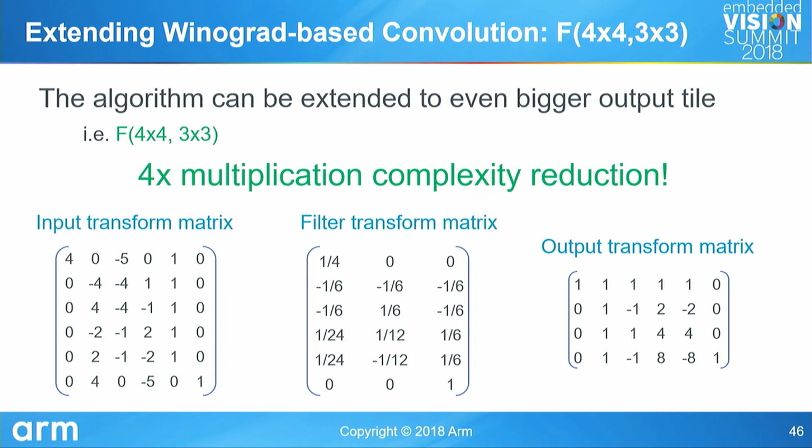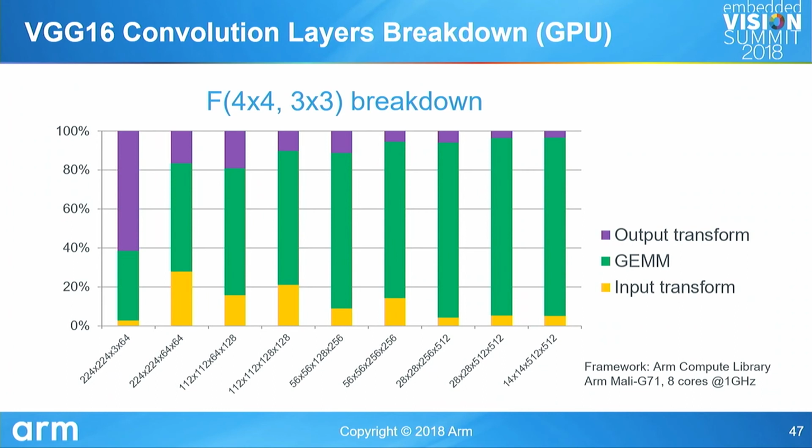As you can notice, now we have bigger matrices to produce a bigger output tile. So we need to be careful when we increase the output tile because we reduce the number of multiplications, but we also increase the overhead for transforming the input and output tensors. So what about the performance of this implementation? Roughly, we have a similar behavior to what we have seen for the 2x2 case. The deeper we go, the more negligible the input transform and output transform become, which is great.